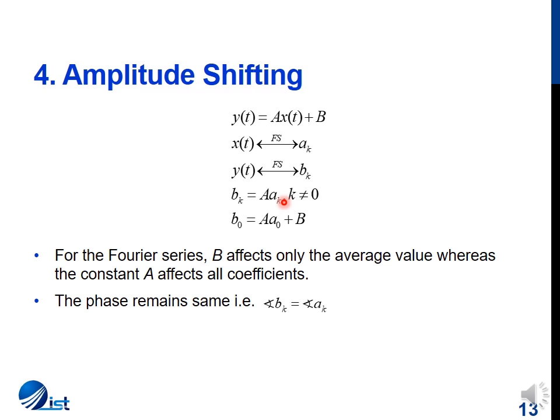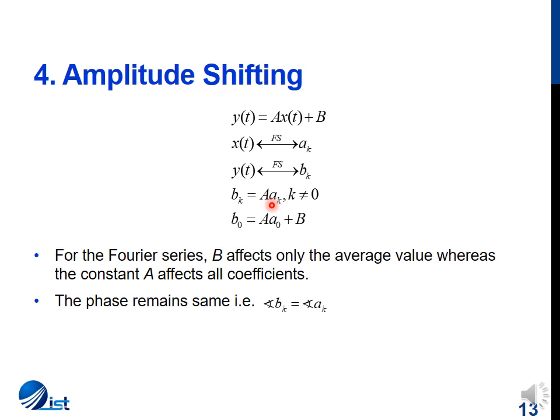This comes from the linearity property where k is not equal to 0, and for the 0th coefficient we'll have a naught from the linearity property again, plus this b, the constant term, which is the DC term, will be added to the term. So the term b naught will be modified, will have a factor b added to it, and it will be multiplied by a, whereas this term b will not affect the other coefficients.